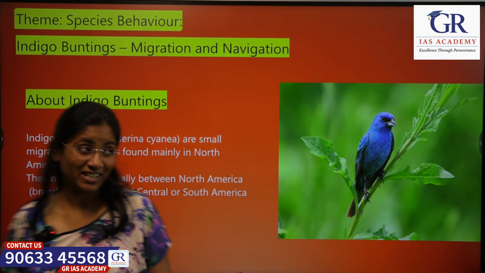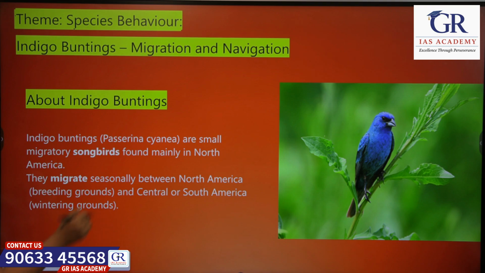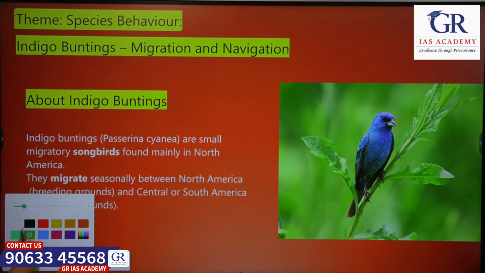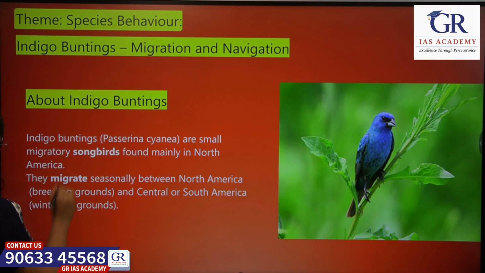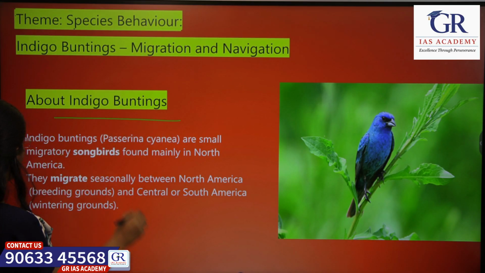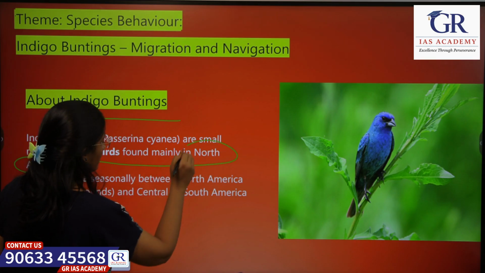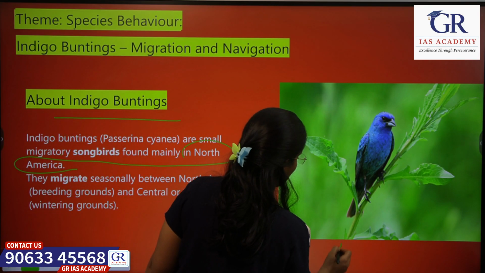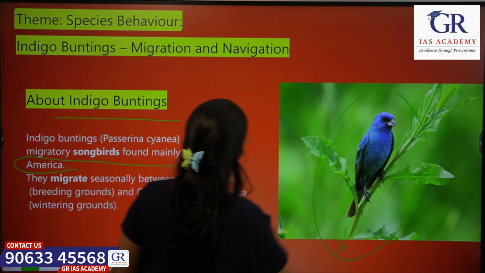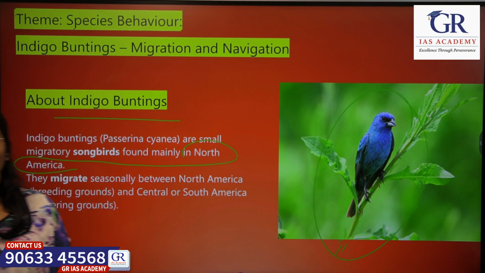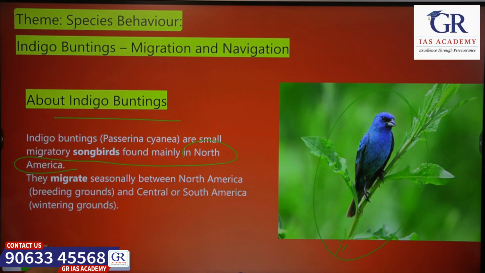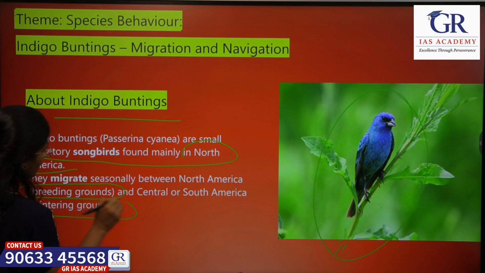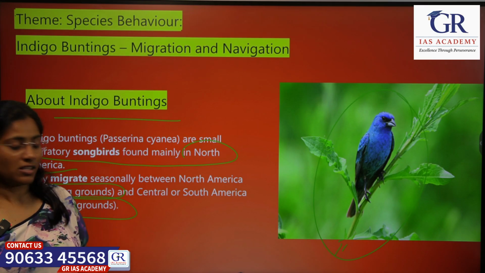Next come our indigo buntings. The indigo bunting is a bird found mainly in North America. They travel between North America and South America. North America is for breeding, and for winter grounds it is Central or South America.